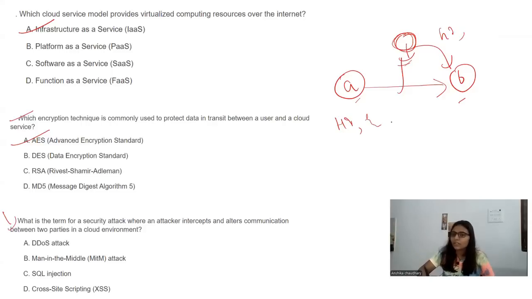So the information gets modified, and this type of attack is called a man in the middle attack, right? So option B will be the correct answer for this particular question. In every exam, in every slot, there will be one or two questions on these attack types. There are active attacks and passive attacks in cryptography, or we can say network security.